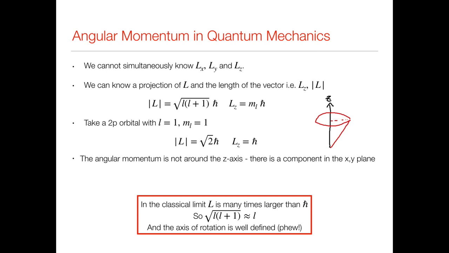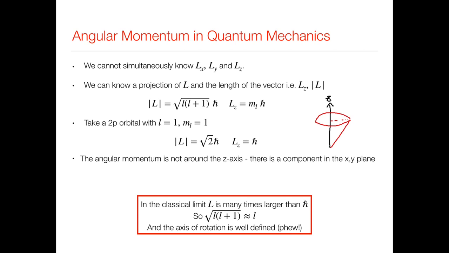This is completely different to our experiences of angular momentum. If you're sitting on a desk chair, something that can spin around, if you spin yourself around, you're kind of sure about what axis you're spinning about. You can definitely spin around the x-axis. Well, why is that? You're in the classical limit.